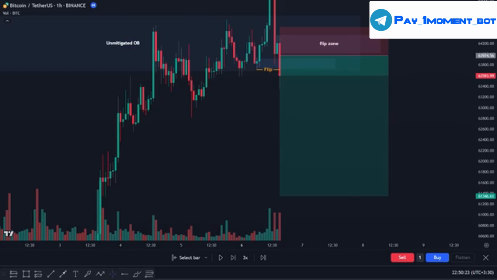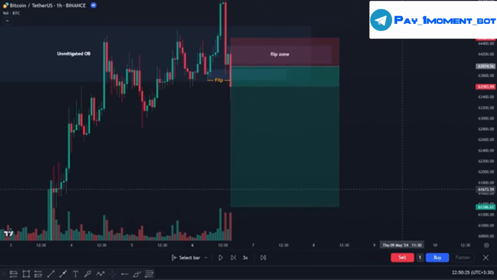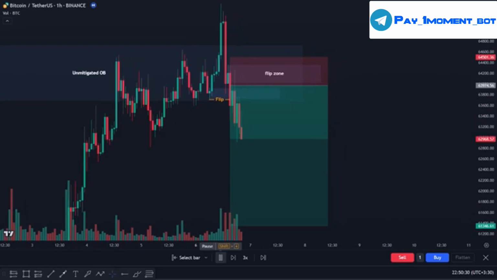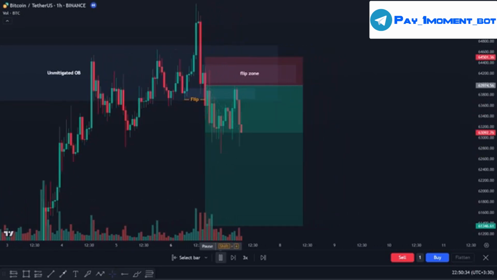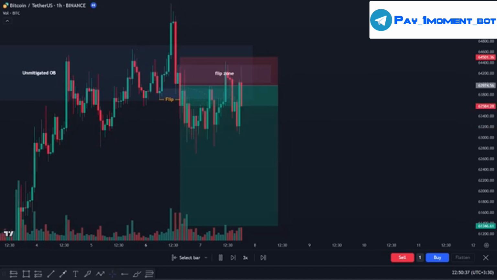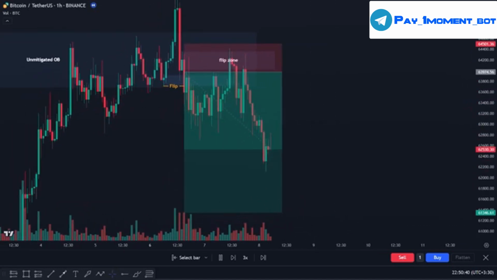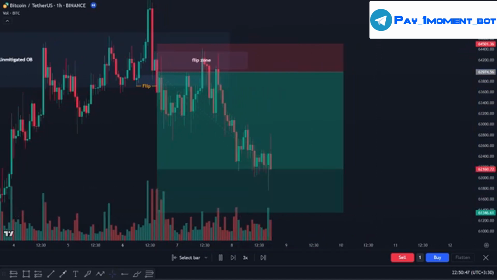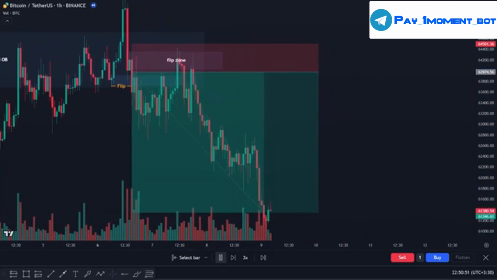Now that we have placed the sell limit order, let's see how the market reacts and see if our trade setup plays out successfully. As anticipated, the price activated the sell limit order, promptly moving lower and reaching the take profit level.